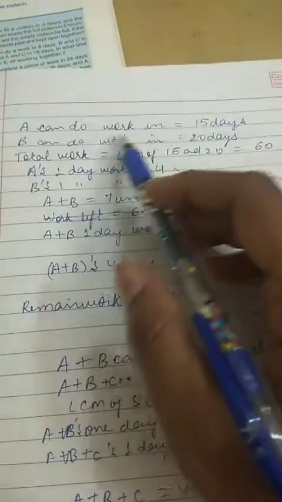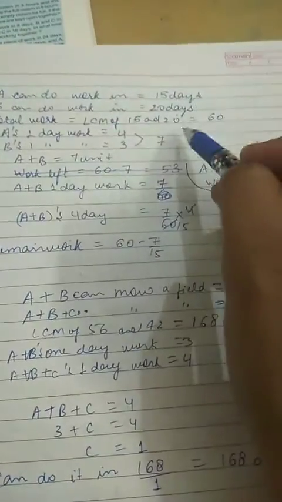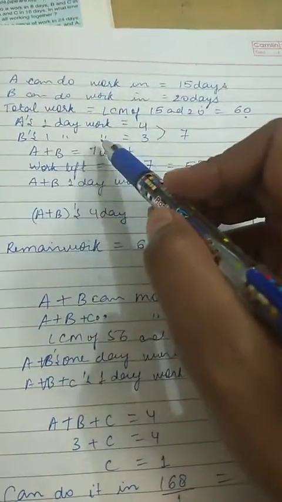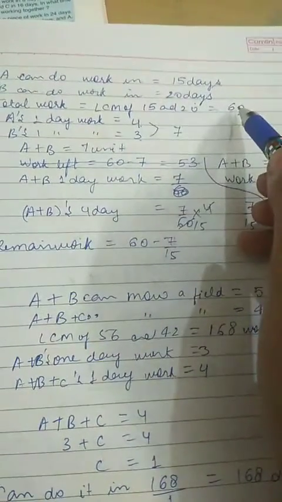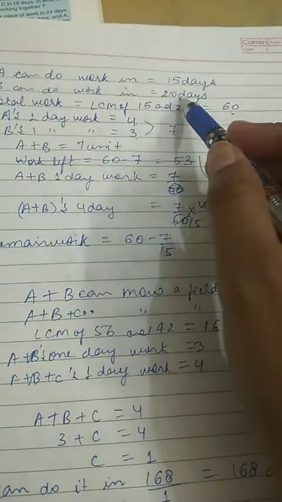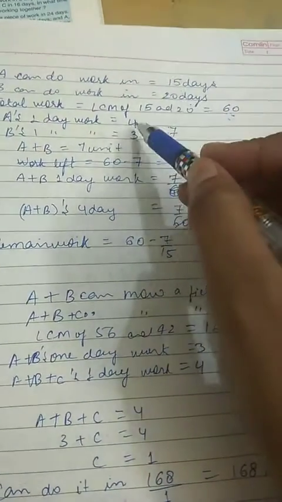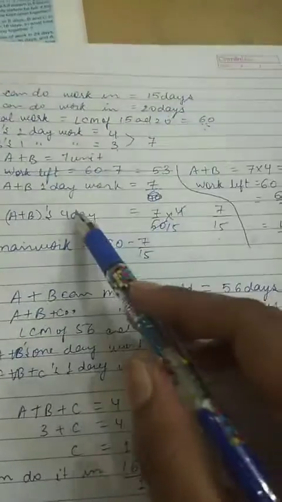Now here A can do in 15, B can do in 20. So the LCM of 15 and 20 is 60. That is the total amount of work. Now A's 1 day work is 4 and B's is 3. How did we get 4? We have just divided 60 by 15 and 60 by 20. We got 4 and 3. Now the total work per day is 7.